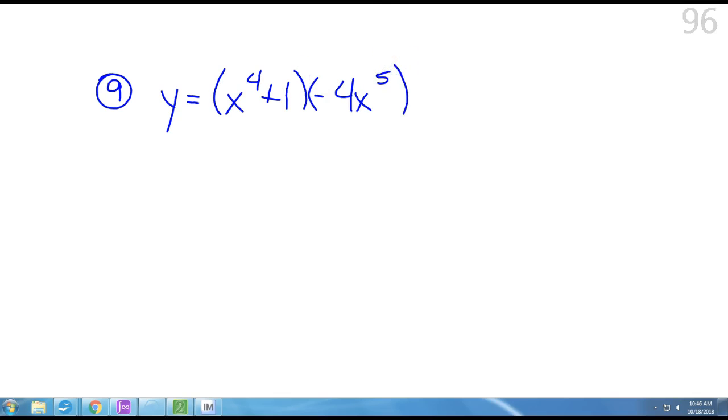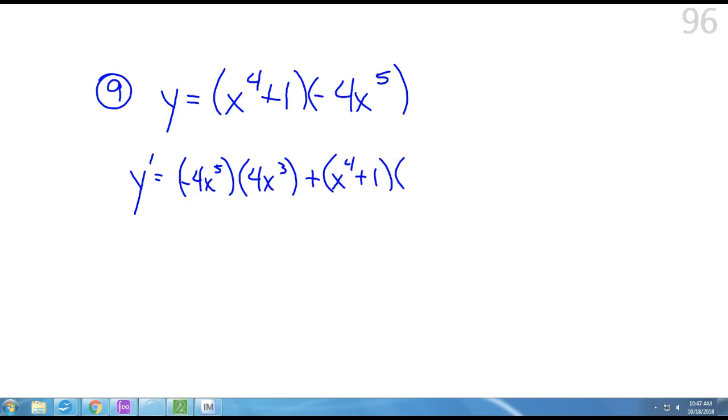Yeah, Naomi? Number 9. Can you read it to me? Y equals x to the 4th plus 1 times negative 4x to the 5th. Like that? Okay. So, second thing times the derivative of the first thing. So rewrite the second thing. The derivative of the first thing is 4x to the 3rd. Second, derivative of the first. And then the first times the derivative of the second, which would be negative 20x to the 4th.